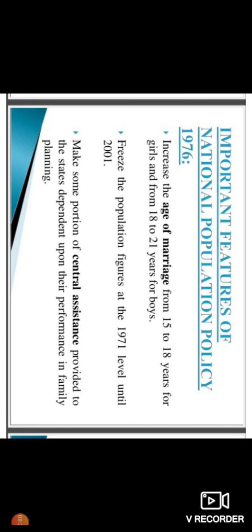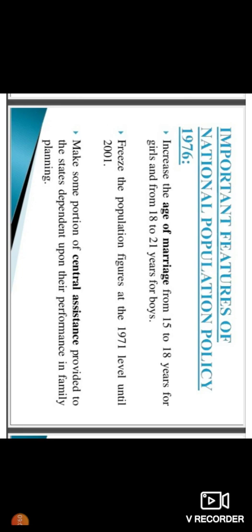Then, what are the main features of the National Population Policy? Increase the age of marriage from 15 to 18 years for girls and from 18 to 21 years for boys. Another one: freeze the population figures at the 1971 level until 2001. Freeze means zero growth level of population. That is the target. It is still not achieved, but the government sector and everyone are working on it.